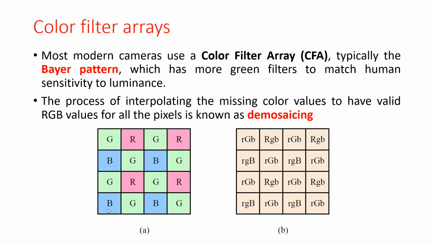So the same matrix is considered here. The known values are represented in capital letters. The unknown value we are going to find is represented in small letters. This process is known as demosaicing.